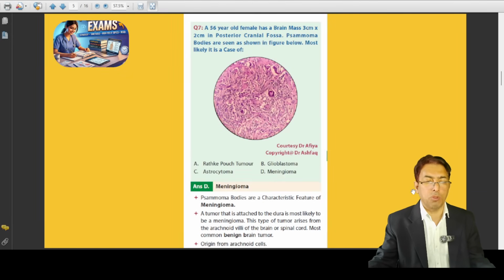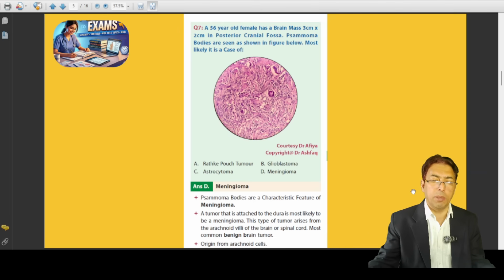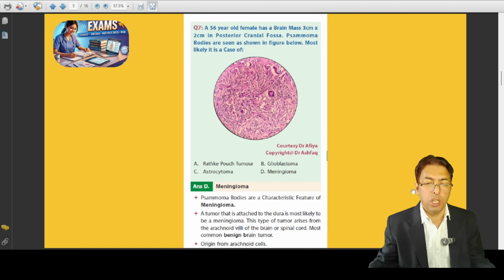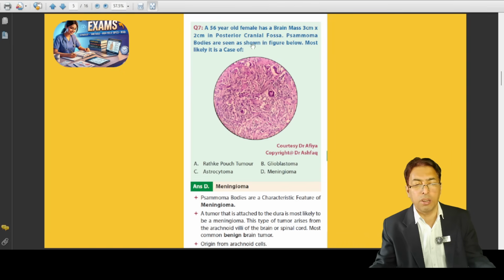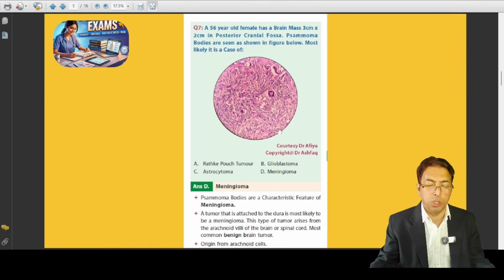Now, this question is image-based from pathology. A 56-year-old female has a brain mass, 3 by 2 centimeters, in the posterior cranial fossa. Psammoma bodies are seen, and this is a brain tumor in the posterior cranial fossa. Options: Rathke's pouch tumor, glioblastoma, astrocytoma, meningioma. An important clue: psammoma bodies. You know, psammoma bodies are a characteristic feature of meningiomas. Meningiomas are usually benign brain tumors which arise from the arachnoid cells, and they have a dural tail, and the tumor attached to the dura is most likely to be meningioma. So that is a very important thing you have to remember.